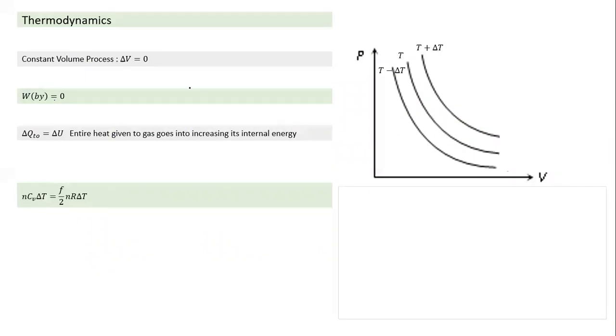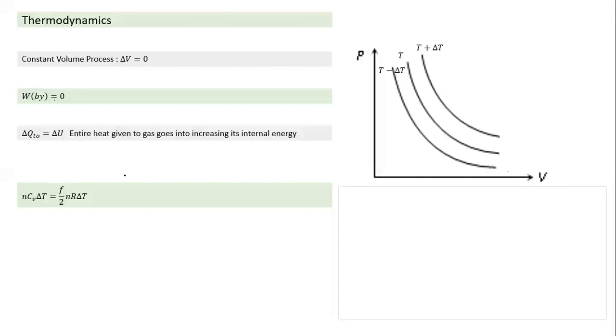Right. So when we write what is Q, Q can be written as nC delta T. I have written parallelly nC delta T. Why have I written nCV here? Because this is a special process, a constant volume process. So the molar heat capacity corresponding to the process where delta V is 0 is written nCV delta T. nCV delta T is equal to f by 2 nR delta T. Where has this come from? This has come from our understanding of internal energy. So the moment I write this equation, I get the value of CV.